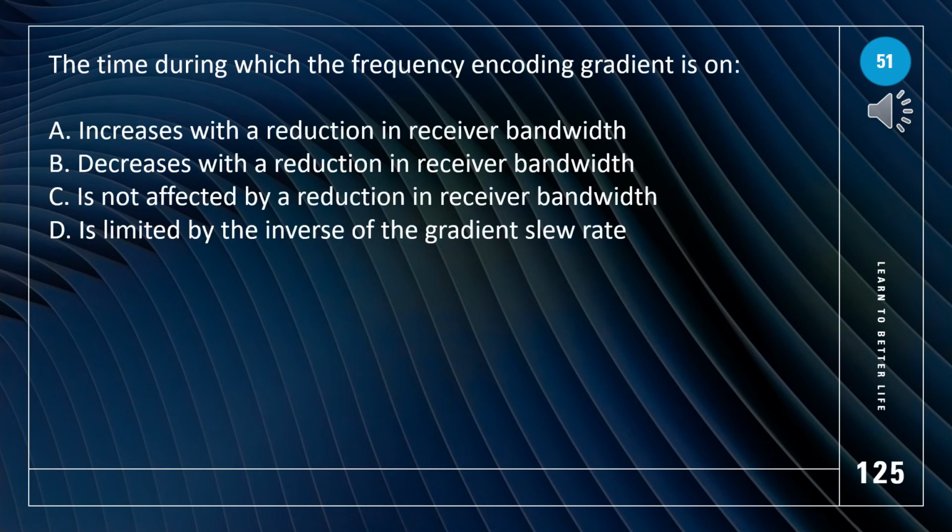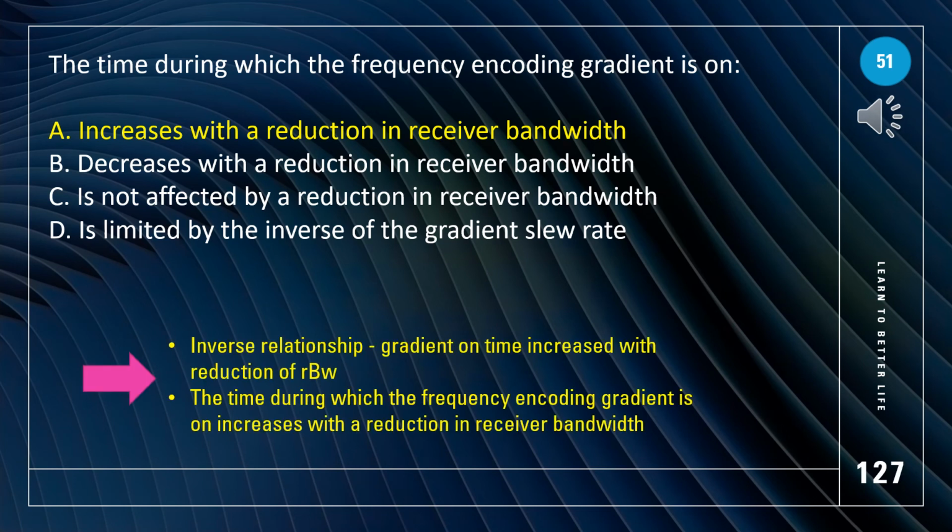The time during which the frequency encoding gradient is on, A. Increases with a reduction in receiver bandwidth. B. Decreases with a reduction in receiver bandwidth. C. Is not affected by a reduction in receiver bandwidth. D. Is limited by the inverse of the gradient slew rate. The answer is A. Increases with a reduction in receiver bandwidth. Inverse relationship: gradient on time increases with a reduction of receiver bandwidth.